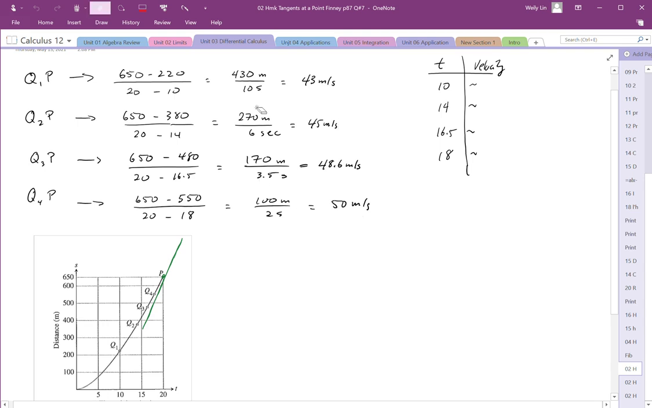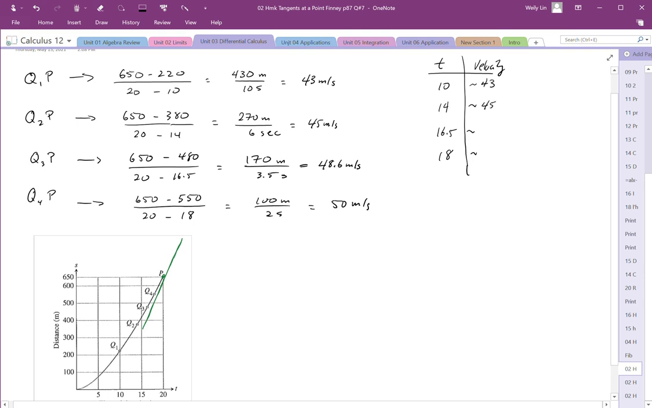So we're just estimating them, so if your numbers are a little bit off, that's fine. I'm going to plot these in a graph, and I'm going to use, arbitrarily, just the left edge of the secant line, and we're going to give that the velocity value. So for t equals 10, we'll say that the velocity was 43 meters per second.